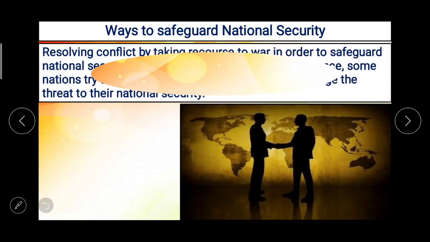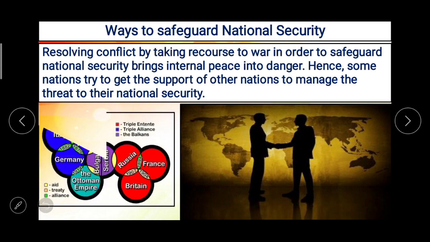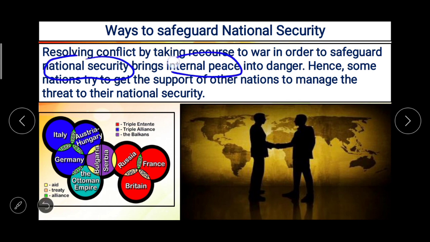Here you can see resolving conflict by taking recourse to war in order to safeguard national security brings internal peace into danger, and hence some nations try to get the support of other nations to manage the threat to their national security. And that is why it is very important to be alert and to be ready and to be prepared.